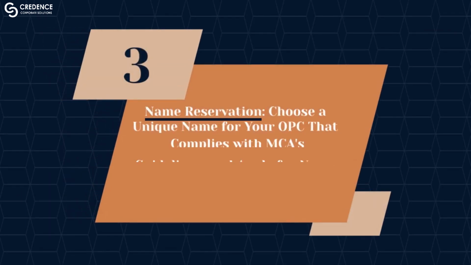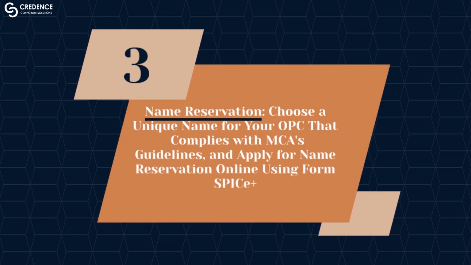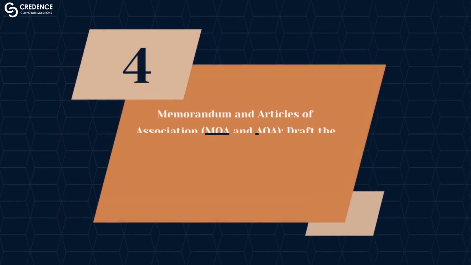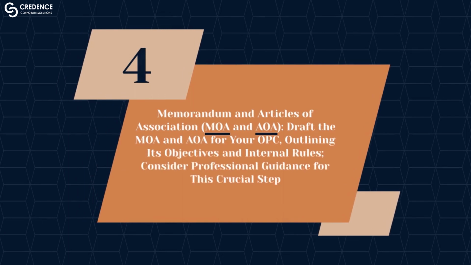3. Name reservation. Choose a unique name for your OPC that complies with MCA's guidelines, and apply for name reservation online using Form SPICE Plus. 4. Memorandum and Articles of Association, MOA and AOA. Draft the MOA and AOA for your OPC, outlining its objectives and internal rules. Consider professional guidance for this crucial step.